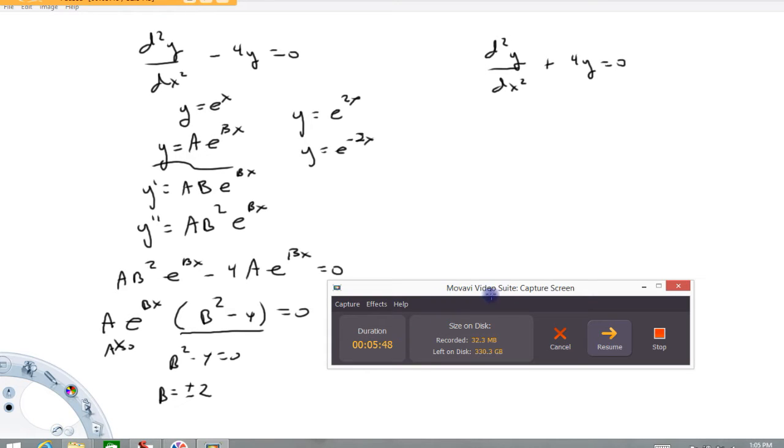Sine of bx can equal 0, but only at very specific values of x. That's not the one we want either. The other solution is if minus b squared plus 4 equals 0, or in other words, if b equals plus or minus 2. Now, let's talk about the different possible solutions here, the plus 2 and the minus 2. So if I write out y equals a sine of 2x, and then let me look at another function, y equals, and for now I know I have an a here, I'm going to put maybe a prime, a different possible constant, sine of minus 2x.